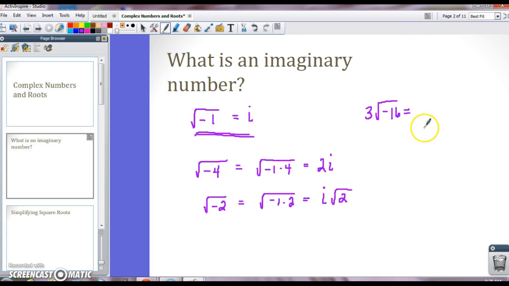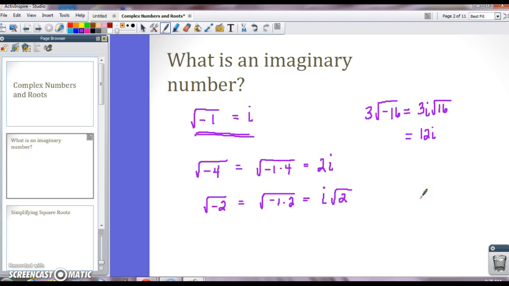I want you to say, well, that means I'm going to have an i in my answer. Okay, so the first thing I'm going to do is I can say, well, this whole thing is the same as saying 3i times the square root of +16. And so now I've already addressed that negative, and now I'm just going to simplify my radical. Square root of 16 is 4, and it's 3i times 4. 4 times 3 is 12. So that just gives me 12i.